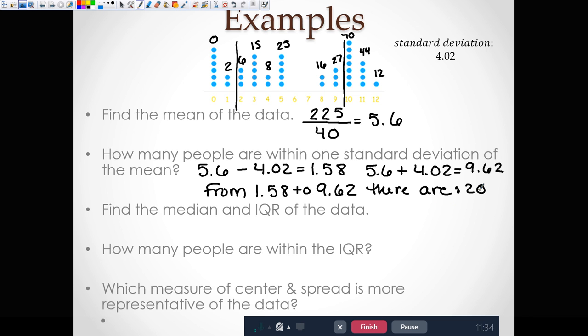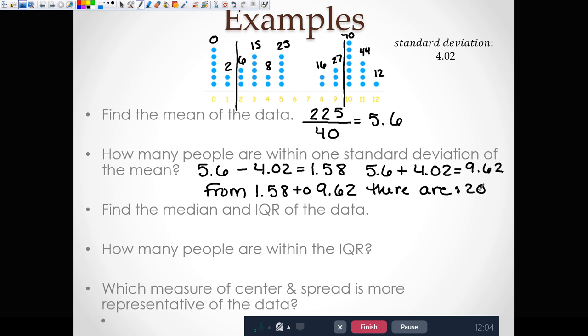Because it's still 1 away in either direction. Okay? I counted my number of dots. These are the number of people, and these are my range of standard deviation. So I have 1, 2, 3, 4, 5, 6, 7, 8, 9, 10, 11, 12, 13, 14, 15, 16, 17, 18, 19, 20. Okay. So that is a standard deviation type of question that they might ask.